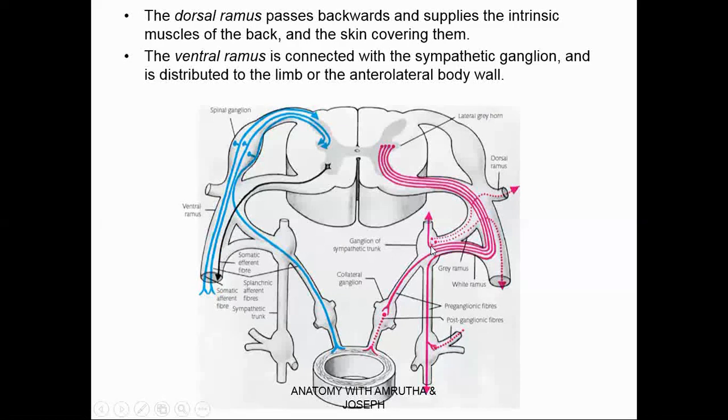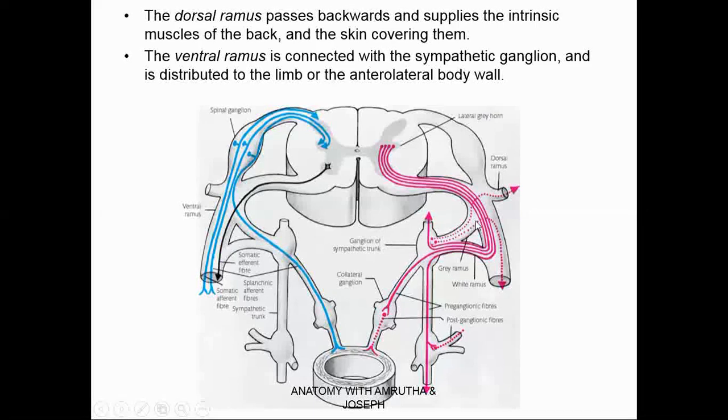Now from here, the neurons which are present here, the cell bodies, are called the postganglionic cells. These cells send their fibers, and those fibers go back to the spinal nerve as gray rami communicantes, or postganglionic fibers. So we have the preganglionic fiber, or the white rami communicantes. The postganglionic fibers are the gray rami communicantes, because they are not myelinated, and they enter into the spinal nerve.